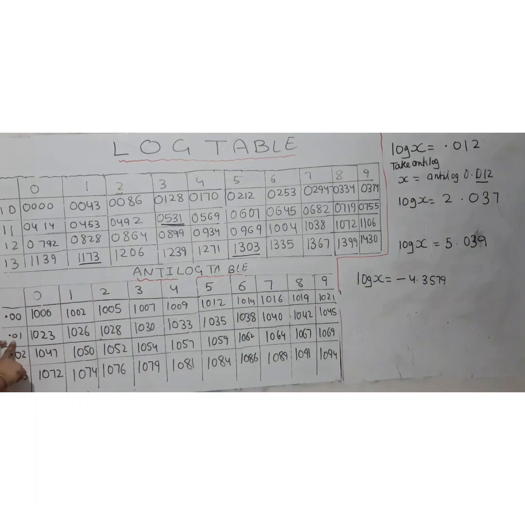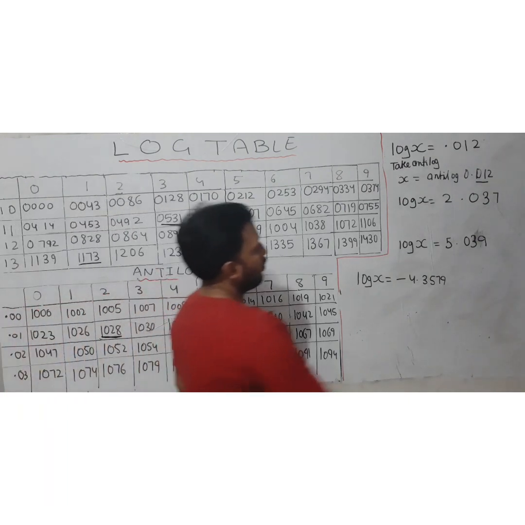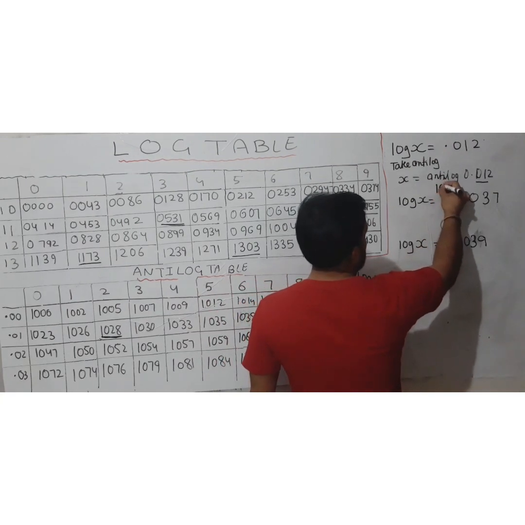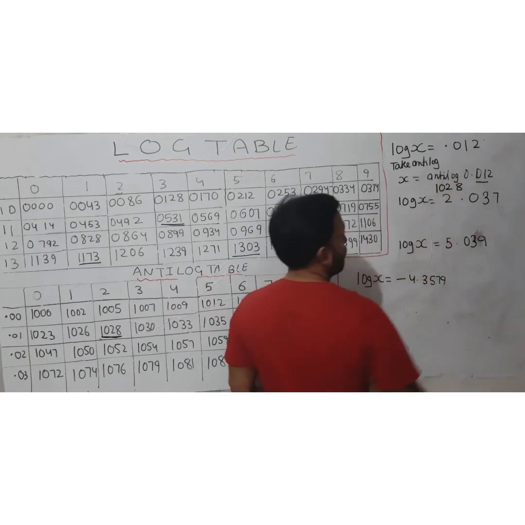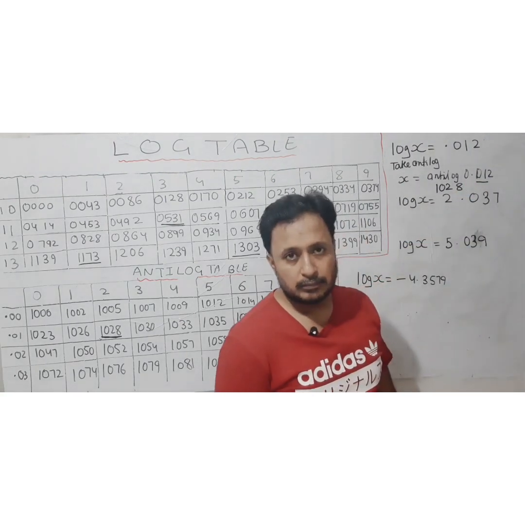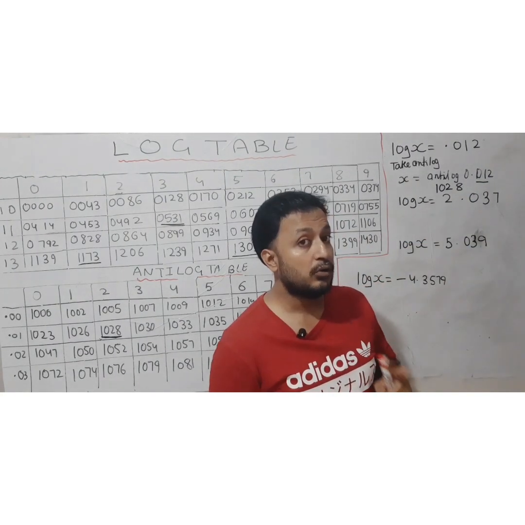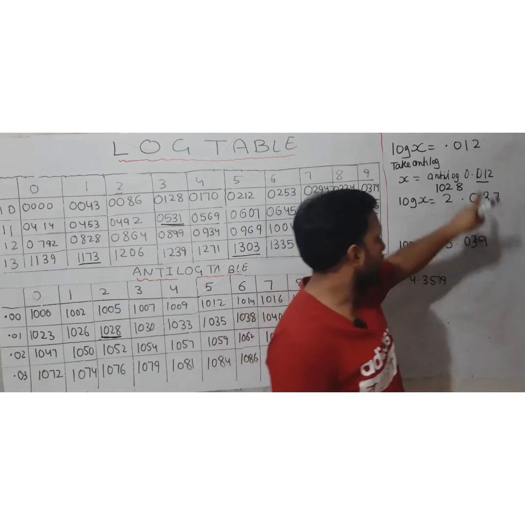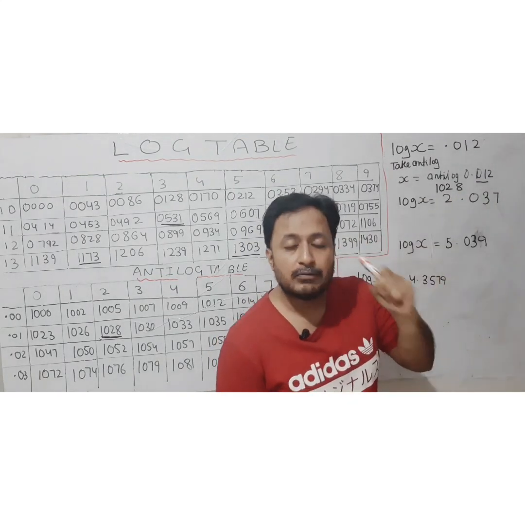So 0.01 is this one, and its value in 2 is coming 1028. Okay, you can see that it's coming 1028. So I will be writing it here: 1028. Now what to do next? Whatever the value is before the decimal, I am saying value, not digit, add 1 to it.